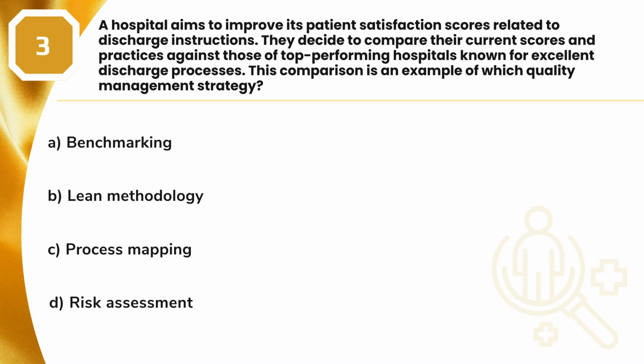Question 3. A hospital aims to improve its patient satisfaction scores related to discharge instructions. They decide to compare their current scores and practices against those of top-performing hospitals known for excellent discharge processes. This comparison is an example of which quality management strategy? A. Benchmarking. B. Lean methodology. C. Process mapping. D. Risk assessment.